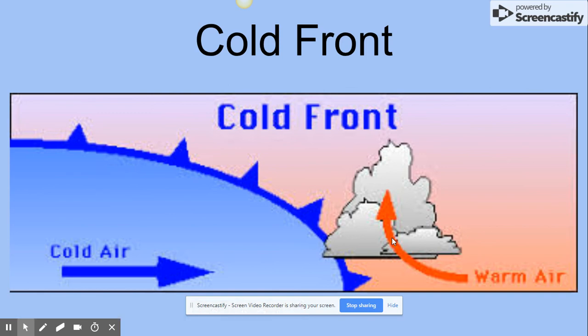I call cold front cumulonaughty clouds, right? A cold front makes cumulonimbus clouds, lightning, thunder, hail, really naughty weather. And that's about what you need to know.